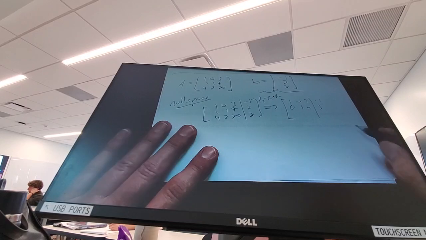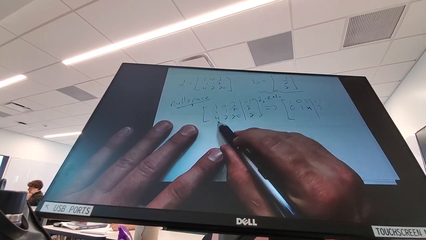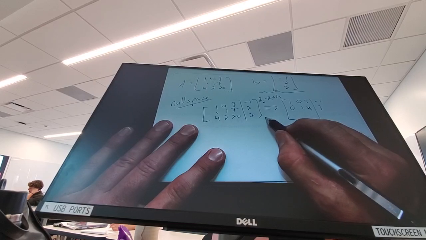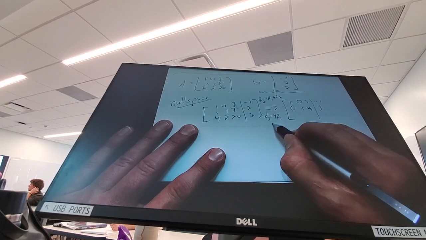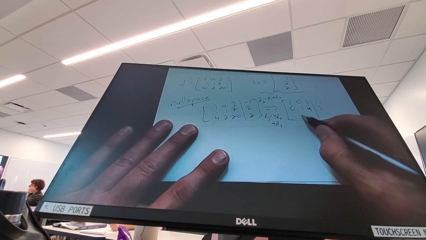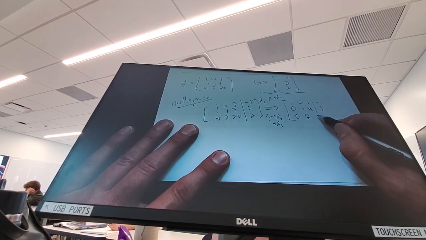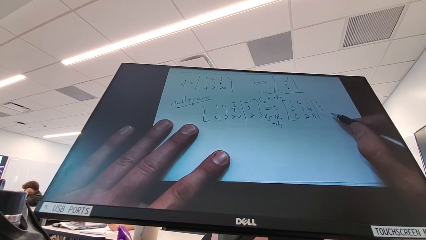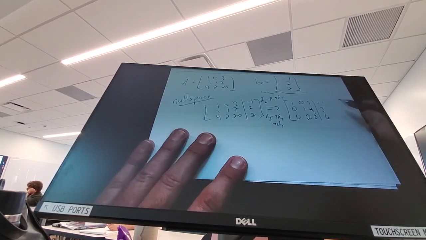I'm tired. And then, what else do I want to do? How do I kill the 4? Row 3 minus 4 row 1s. Put the answer in row 3. 0, 2, 8, 6. Yes, okay.